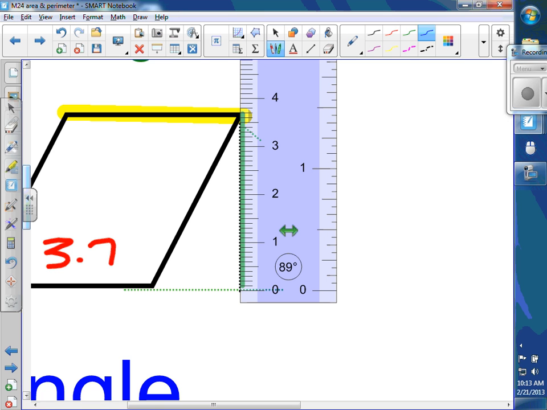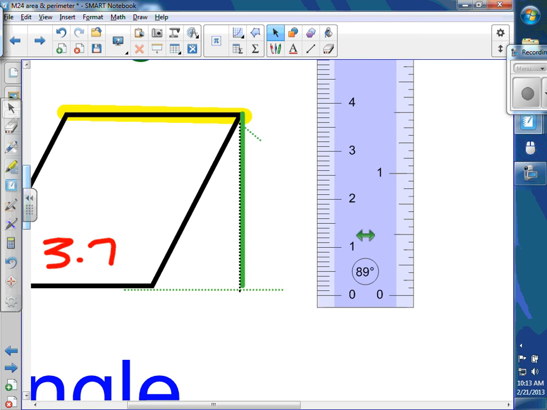Coincidence. Okay, so, it's just a coincidence that the base and the height are the same here. That was just a coincidence. It's because you did it so perfect. Yeah, so these are both in centimeters.